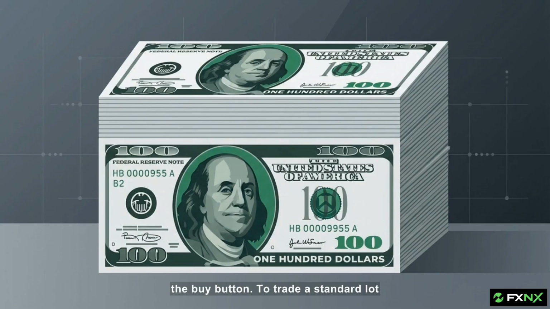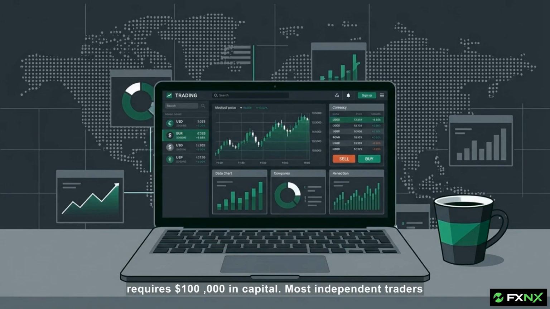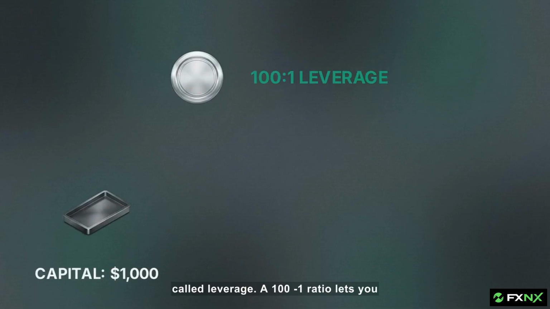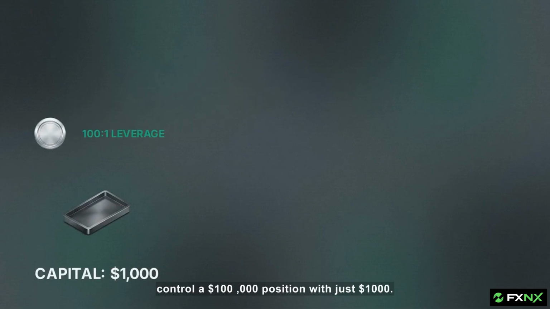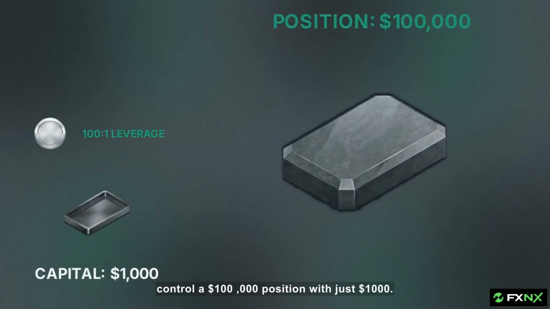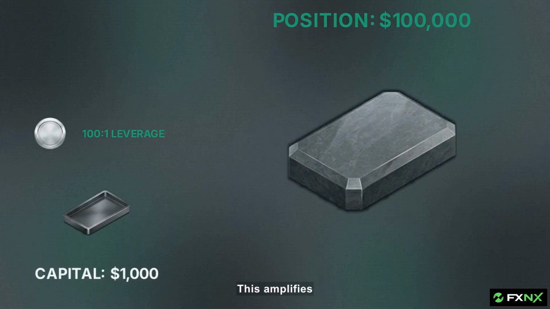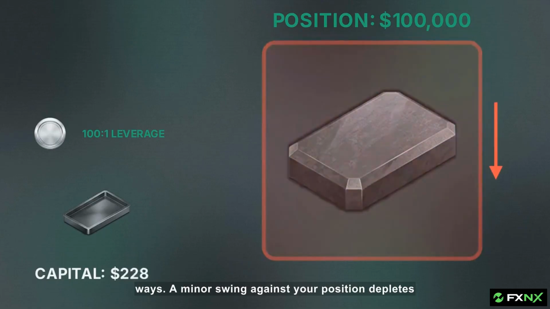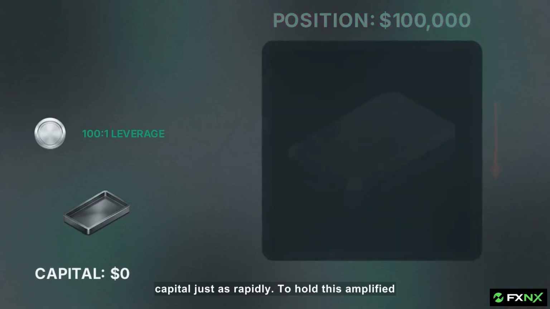To trade a standard lot requires $100,000 in capital. Most independent traders do not keep that amount sitting idle in a brokerage account. Brokers provide a mechanical workaround called leverage. A 100-to-1 ratio lets you control a $100,000 position with just $1,000. This amplifies every pip movement, but the math works both ways. A minor swing against your position depletes your capital just as rapidly.